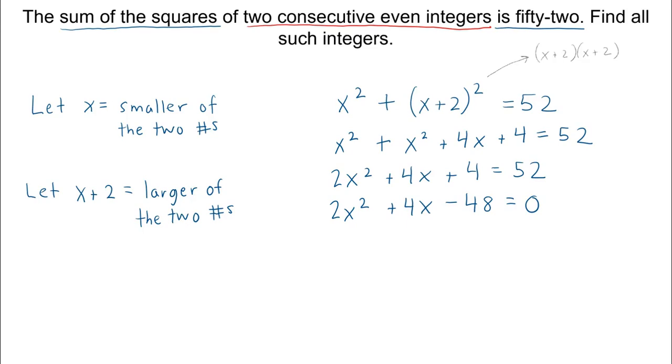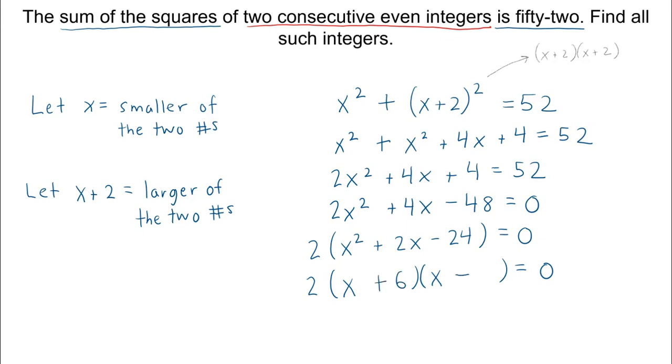Now let's factor the left side. There's a GCF of 2, and when we divide 2x squared by 2, we're left with x squared. When we divide 4x by 2, we're left with 2x, and dividing negative 48 by 2 leaves us with minus 24. Let's continue factoring x squared plus 2x minus 24, because that's a trinomial with a leading coefficient of 1. Bring down the GCF. That trinomial will factor into two binomials. The first term in each binomial must be x, and then we need two numbers that multiply to give us negative 24 but add to give us 2. Those two numbers are 6 and minus 4.